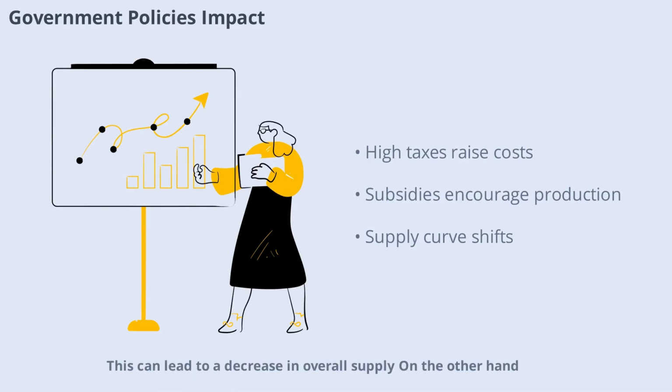This can lead to a decrease in overall supply. On the other hand, subsidies provided by the government act as incentives, encouraging firms to produce more by lowering their costs. These policy decisions can shift the supply curve and have a direct impact on the availability of products in the market. Understanding these effects helps us see how government actions influence economic outcomes.